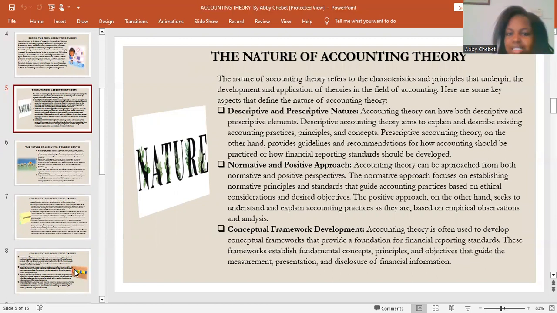The second one is normative and positive approach. Accounting theory can be approached from both normative and positive perspectives, as we've said. The normative focuses on establishing normative principles, while the positive approach seeks to understand and explain accounting practices as they are. The third one is conceptual framework development. This provides a foundation for financial reporting standards. The framework establishes fundamental concepts, principles, and objectives that guide the measurement, presentation, and disclosure of financial information. Good.